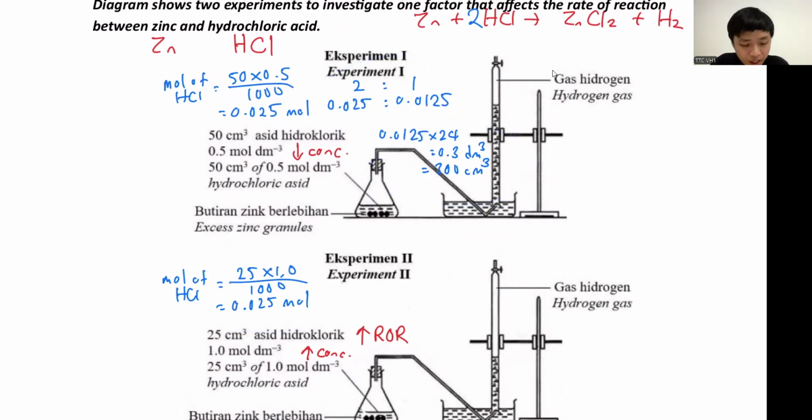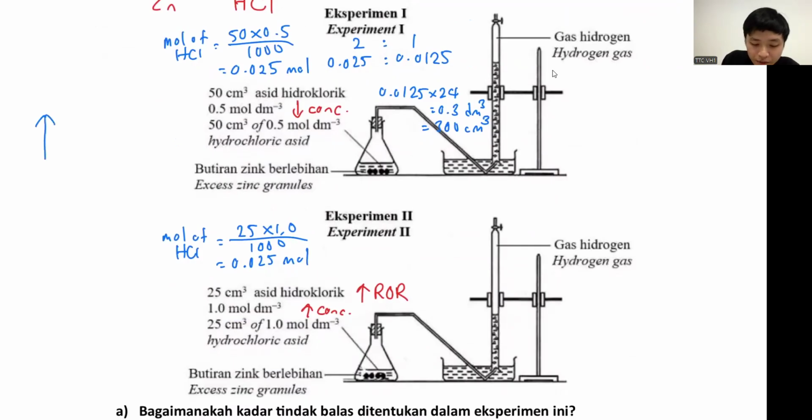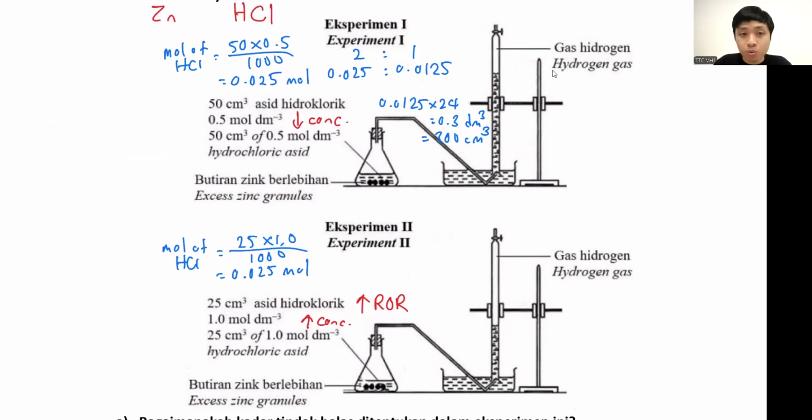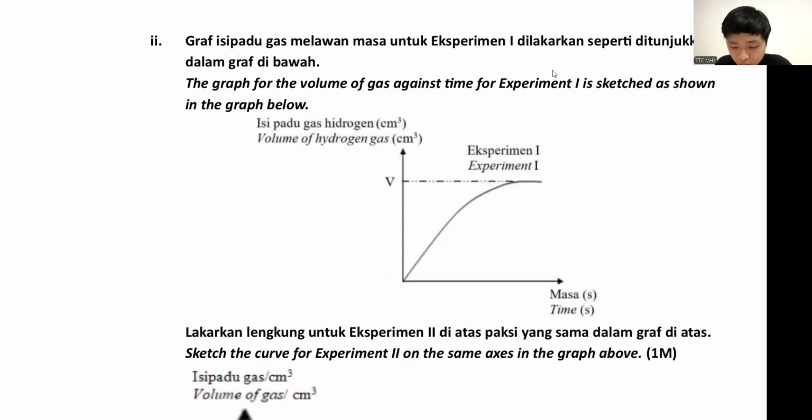So if they ask you to draw the graph, the ending must be the same height. It's just that one uses a shorter time and the other one uses a longer time to complete the reaction. So it's a difference. Just to make sure you can draw the graph, like in question B2.